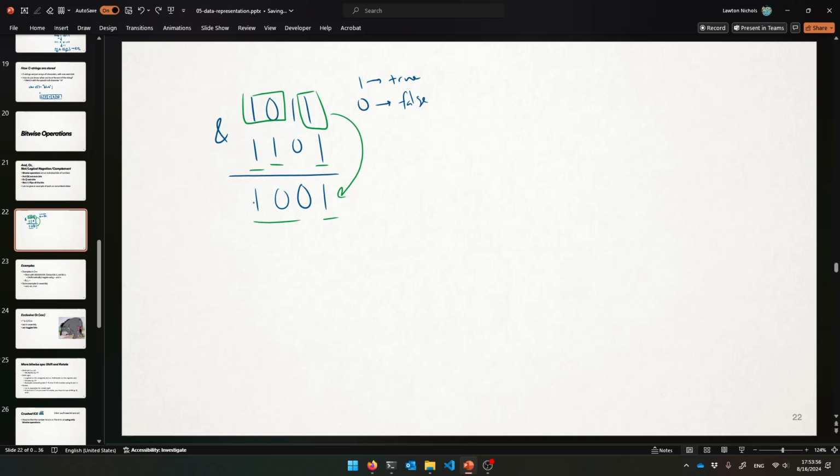So it's kind of bringing them down, all right? So it's extracting just the digits we care about. And it's like clearing this one out to a 0, okay? Clearing that one out to a 0, kind of. That's how you think of it. So that's how that works.